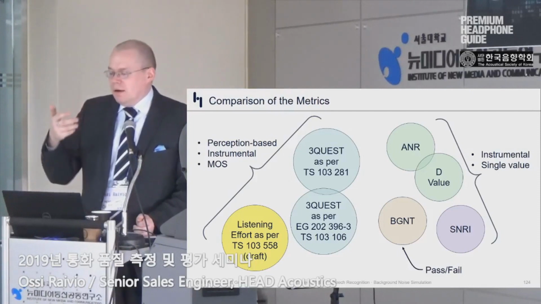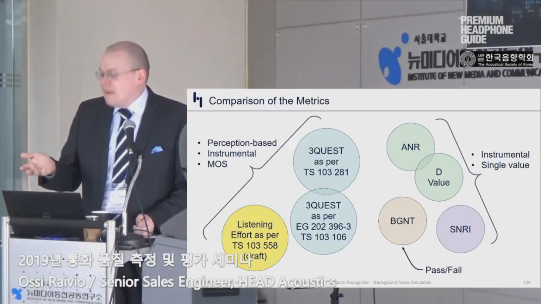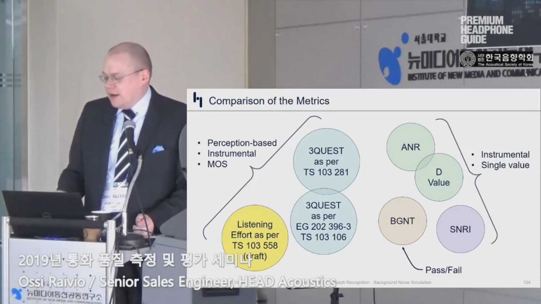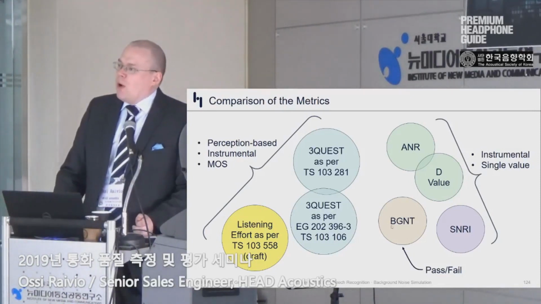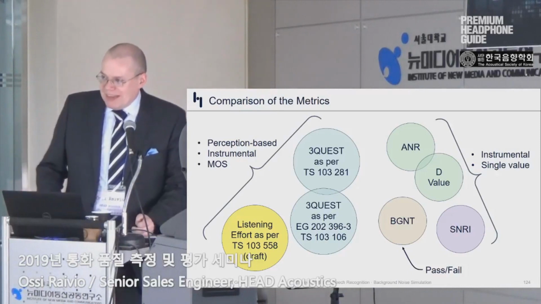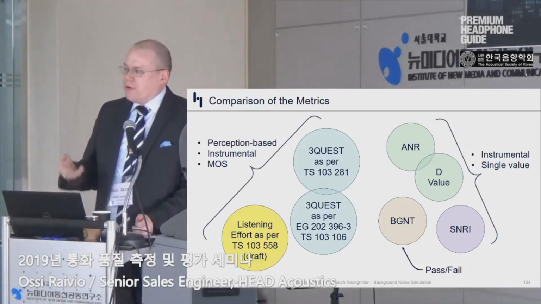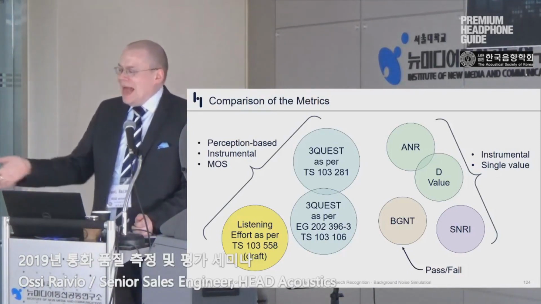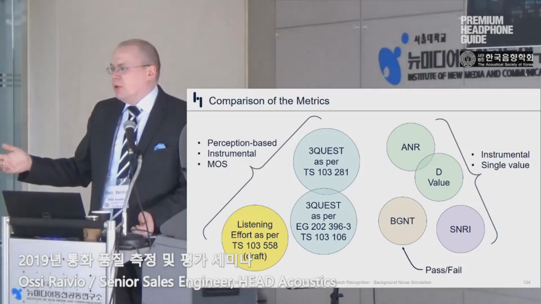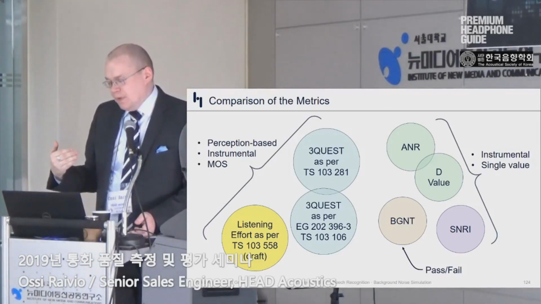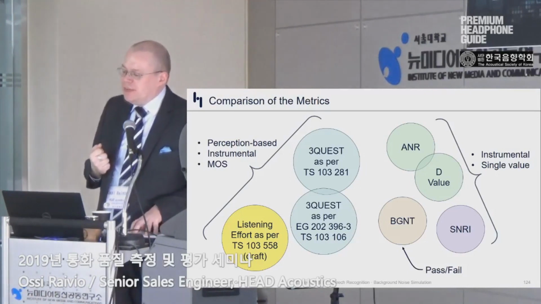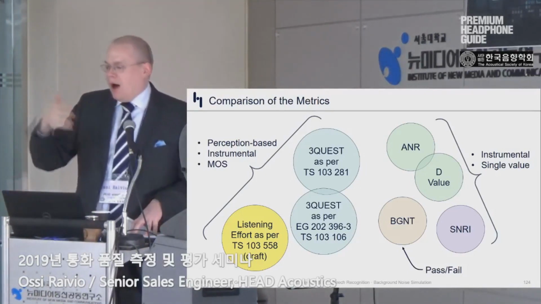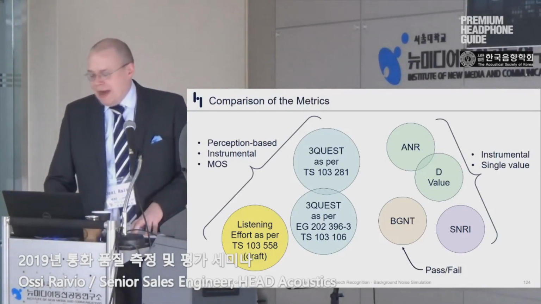You get some dB value as the ANR or SNRI, and the BGNT additionally requires human interpretation. You need an operator interpreting the result, and the result is a very simple pass-fail. So there is no more information included in the BGNT test except it's a pass or it is a fail.